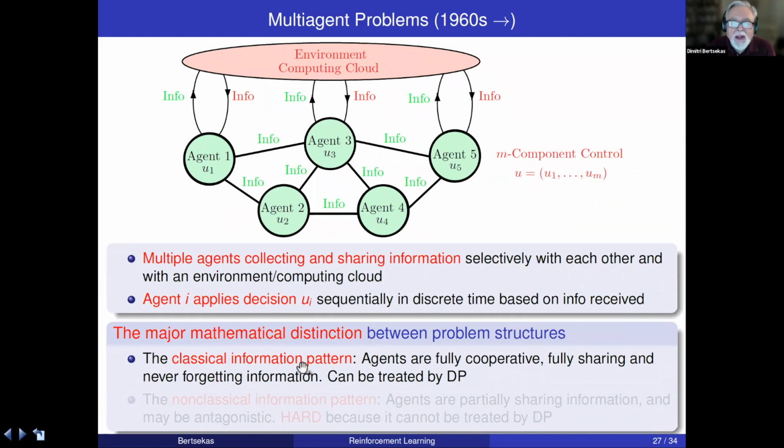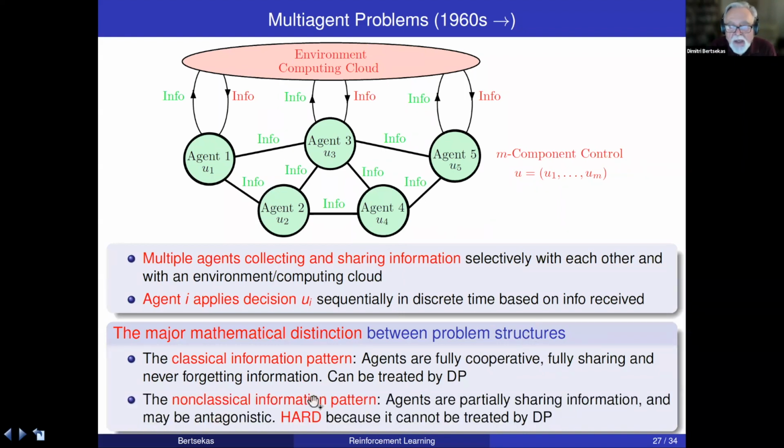The case where the agents share the same information and also are fully cooperative is called the classical information pattern. They fully share information, they cooperate, and they never forget information. And this is a quote-unquote tractable problem because it can be treated by dynamic programming. It's just a special type of dynamic programming problem that has this type of structure. You can view all of these agents as being one because they share information and they cooperate.